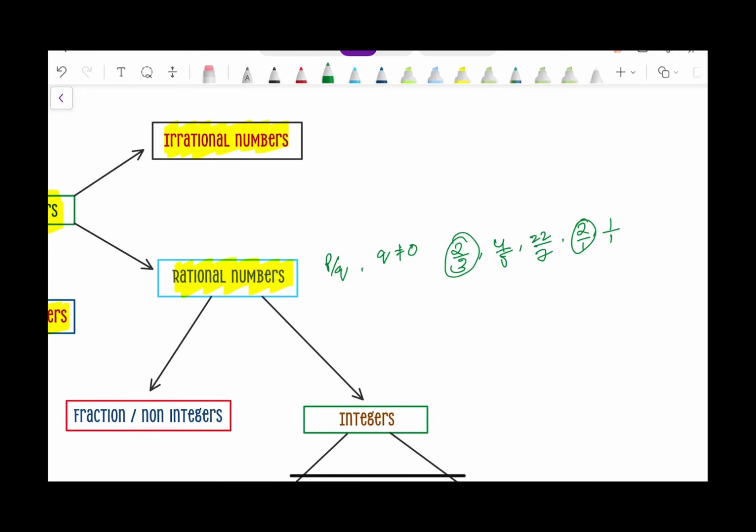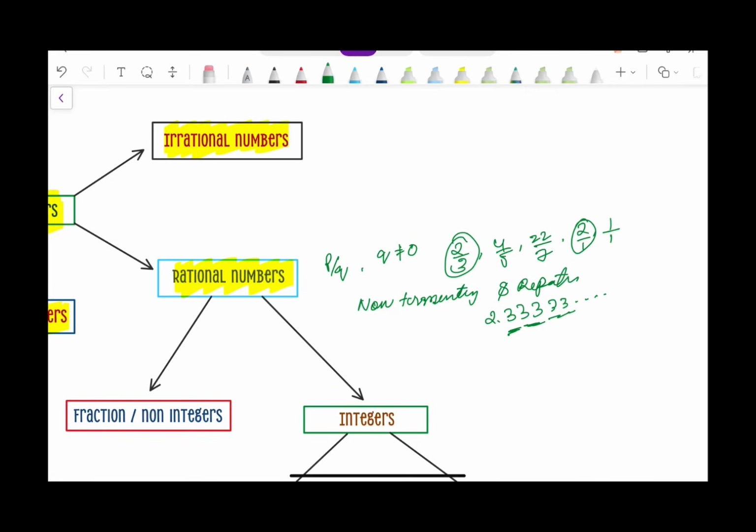But rational number can also be defined as non-terminating and repeating. Let's take an example. If you have 2.3333 and so on, this is non-terminating but repeating, because you see 3 is repeating over and over again. So this is non-terminating repeating. If a fraction is non-terminating and repeating, we can say that it is a rational number, because later we'll learn how to represent a non-terminating number.